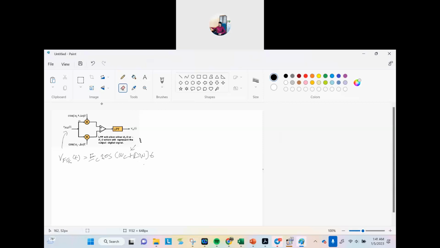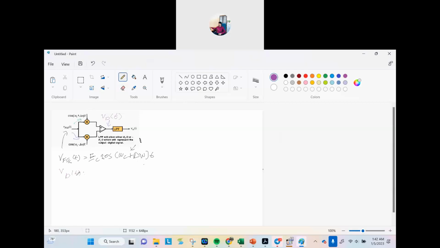Next, it will be multiplied, and we use a different color now. It will be multiplied with this one and also this one, mixed. Now the amplifier output, here, at VD. VD of t is the output from the amplifier.